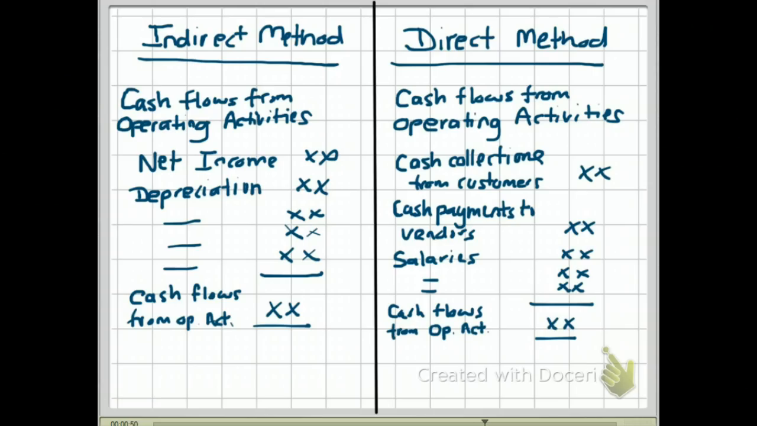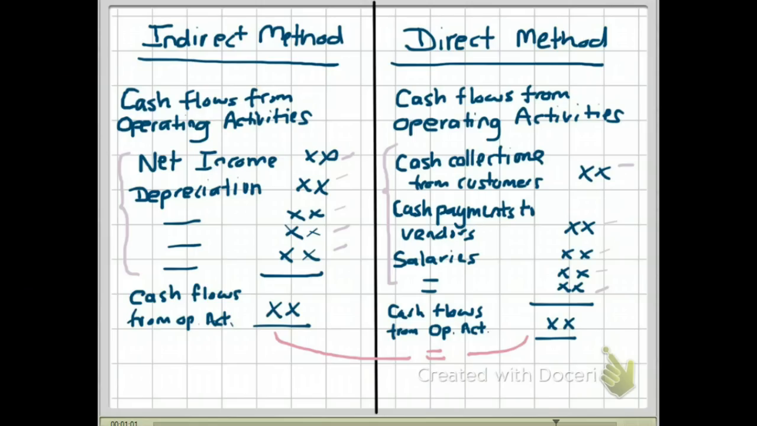The most important thing to remember is it does not matter which method you use, whether you use the indirect or the direct method, your cash flows from operating activities will end up being the same. What is different is the methodology used to calculate those cash flows from operating activities. When you're using the indirect method, the descriptions are different compared to when you use the direct method, but you end up with the same cash flows from operating activities using both methods.